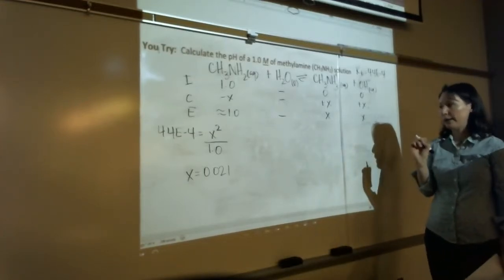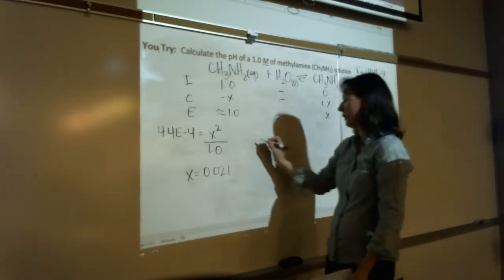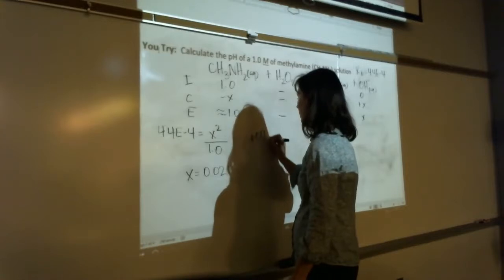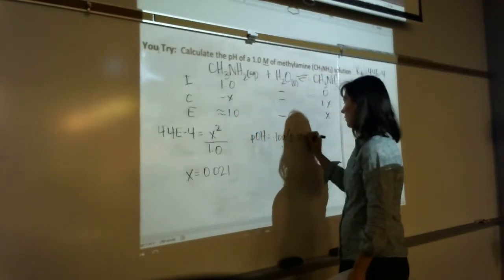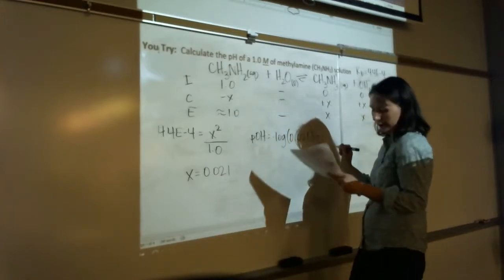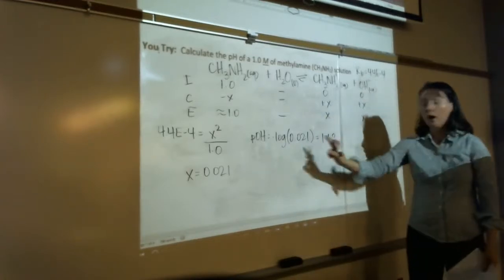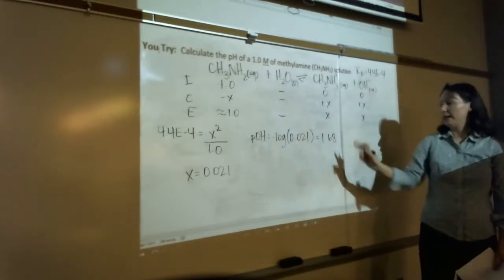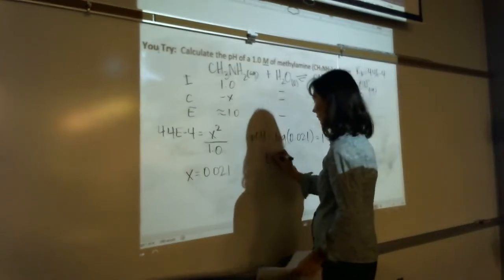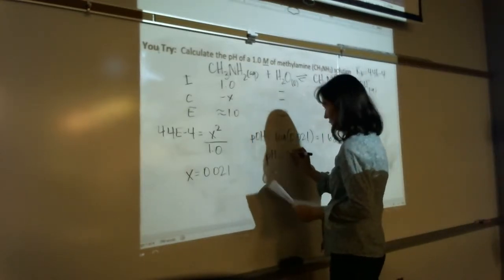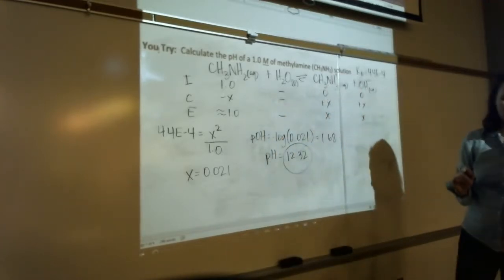Can I directly take pH from that? No, I have to do what first? Right, pOH. So pOH is negative log of 0.021. So I got 1.68, which is a reasonable pOH, right? But is that a reasonable pH? No, that's not. So to get pH, we just subtract that from 14. So I got 12.32, which is a reasonable pH for a base.